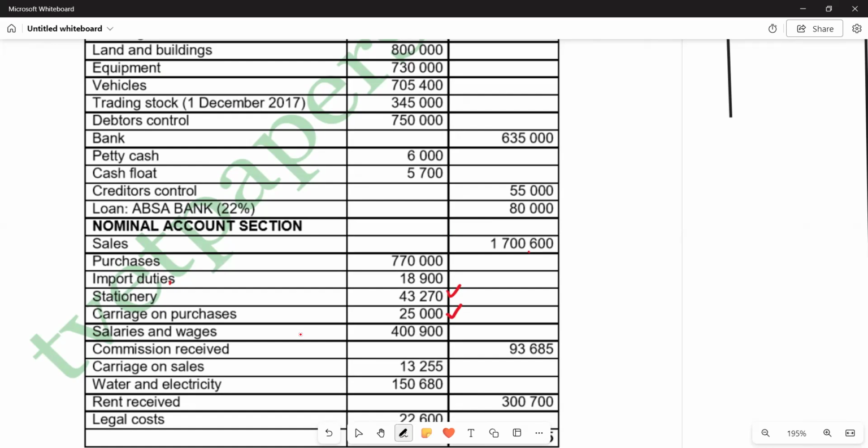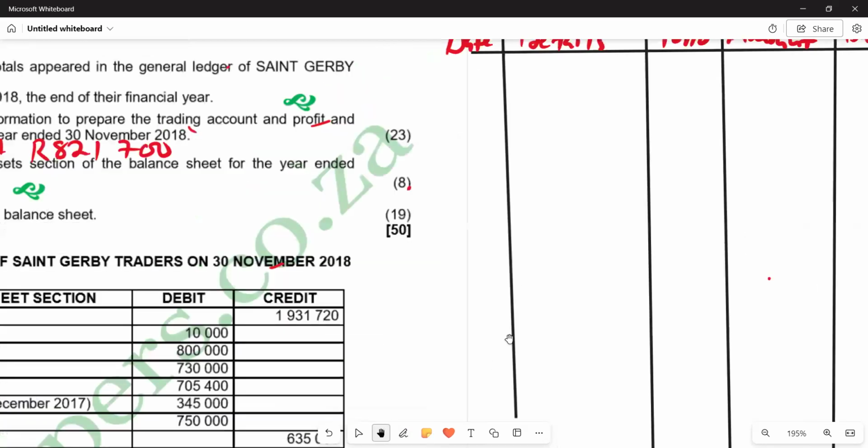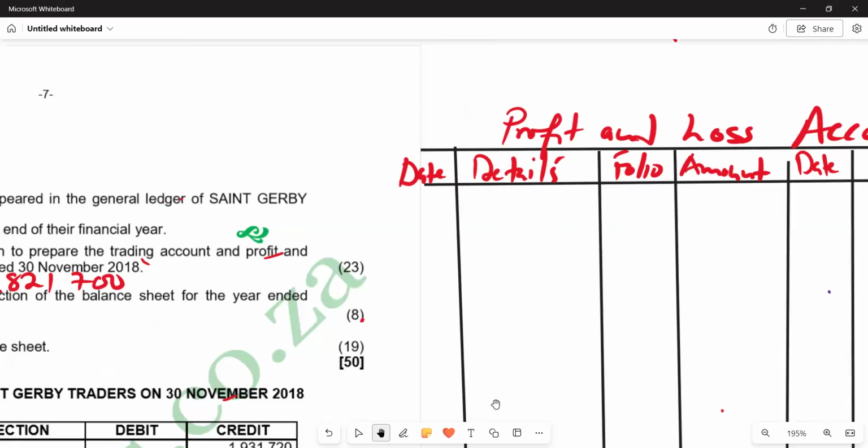We have stationery, 43,270. We have salaries and wages, 400,900. And then we have carriage on sales, which is 13,215. So we can just go there and list them on the debit side as expenses.